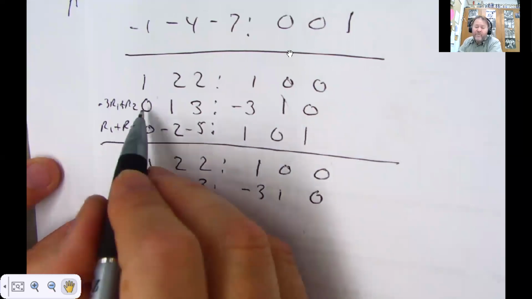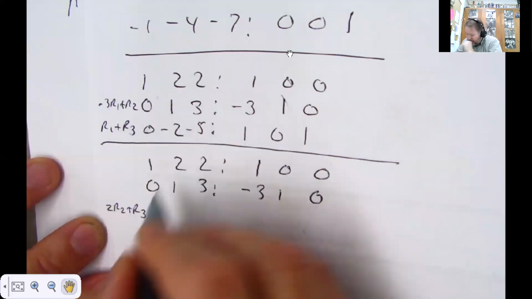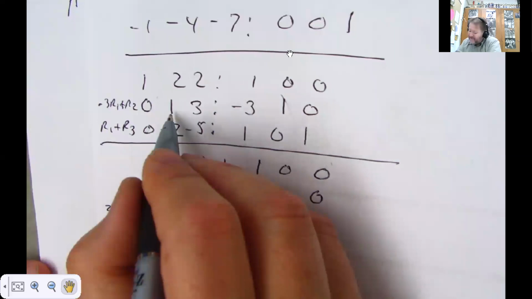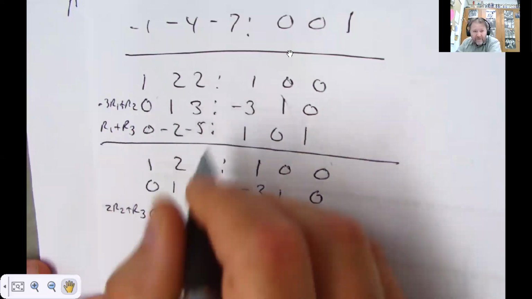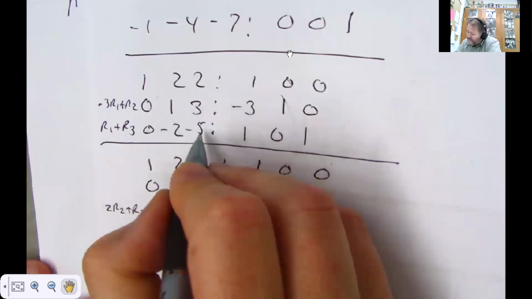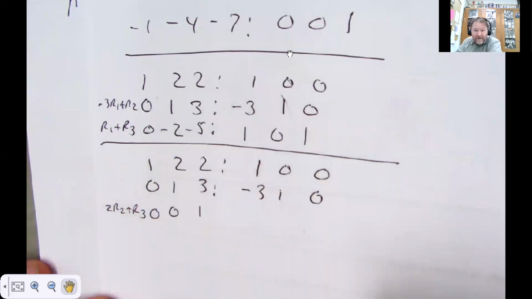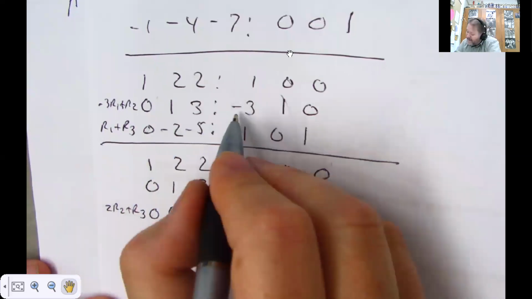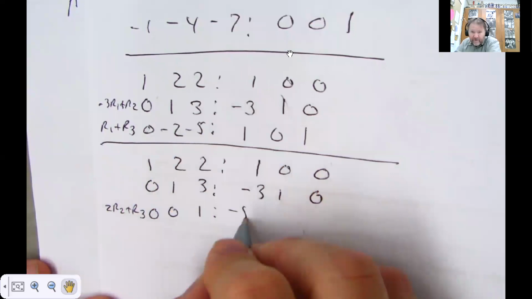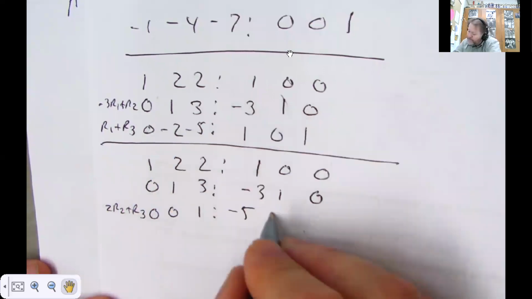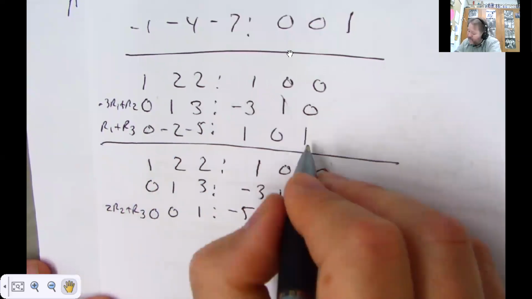2 times 0 is 0 plus 0 is 0. 2 times 1 is 2 plus -2 is 0. 2 times 3 is 6, 6 plus -5 is 1. 2 times -3 is -6 plus 1 is -5. 2 times 1 is 2 plus 0 is 2. 2 times 0 is 0 plus 1 is 1.